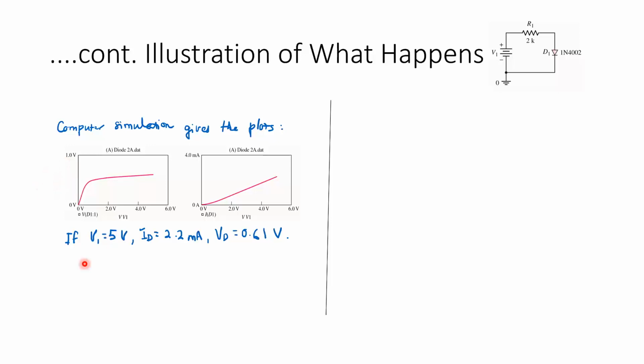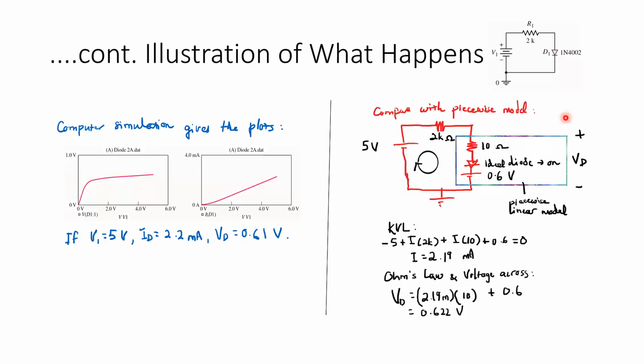Okay, I sweep the voltage source from 0 to 5 volts. The voltage across the diode goes from 0 to somewhere around 0.61. Okay, and the current through it, as I sweep the voltage source from 0 to 5 volts, goes from 0 to about 2.2 milliamps at 5 volts. So this is 2.2 milliamps for ID, and this is about 0.61 volts, which is the voltage drop across the diode. Now if I were to do hand analysis, okay, don't worry, we'll be doing our hand analysis later, but I just want to compare this before we actually do this on our own.